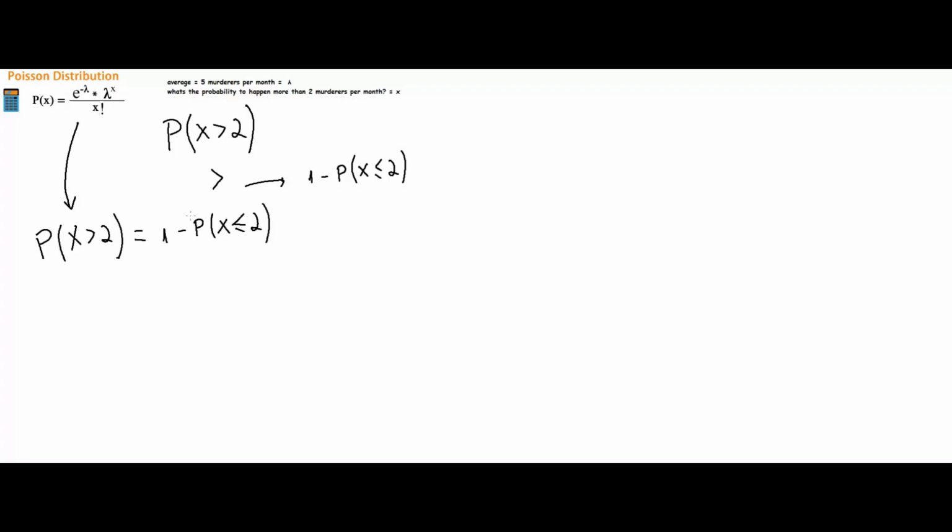We can isolate the probability, so it's going to be 1 minus, and we need to insert all the events of the probability: the probability of murders being 0, 1 and 2. So it's the probability of the event equal to 0, plus the probability of the event equal to 1, plus the probability of the event equal to 2. We need to sum all the probabilities and subtract from 1. And what is the probability? It's just here, the Poisson distribution.